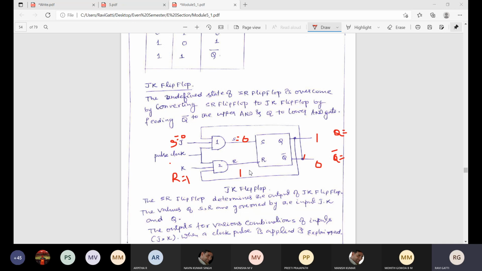Yes, others? Are you able to understand? Yes, sir, it is quite confusing. Yes, it is a little bit confusing, Pushkar, but you need to practice it. Yes, tell me, Pushkar. When S is equal to 0 and R is equal to 1, what is the SR flip-flop condition? Just now we wrote it, right? This diagram.